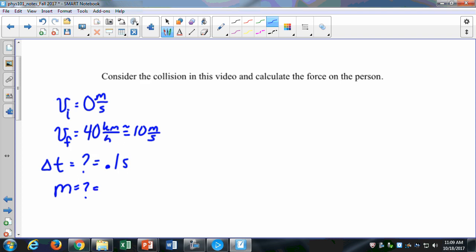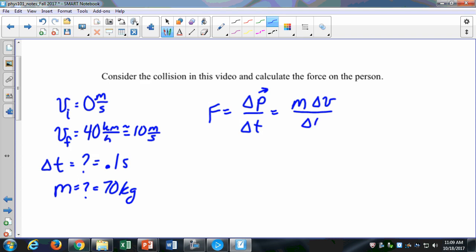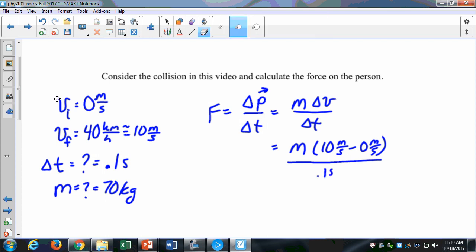And then the mass is probably going to be pretty typical for a person. I'm going to say about 70 kilograms. That's about 700 newtons, about, I don't know, 170 pounds or so, 160 pounds. So given that, we can figure out the force. Remember, our force is delta P over delta T. That's going to be M times delta V over delta T. M times 10 meters per second minus 0 meters per second, divided by my time, which is 0.1 seconds. And let's see, this mass here is 70 kilograms.